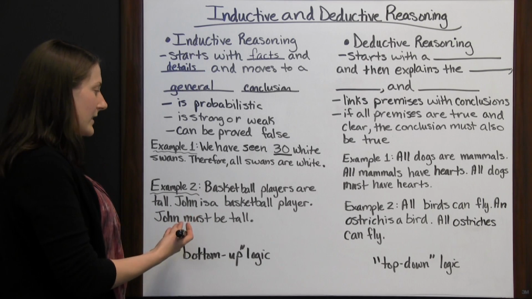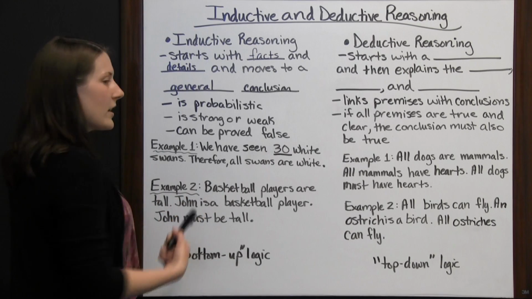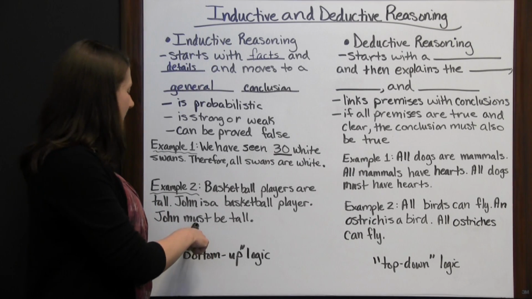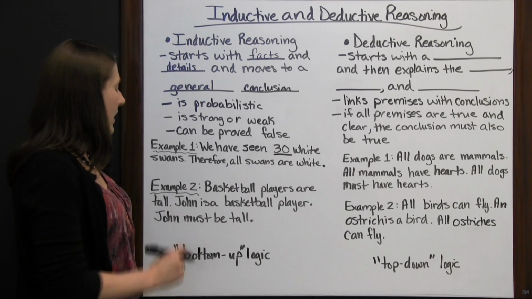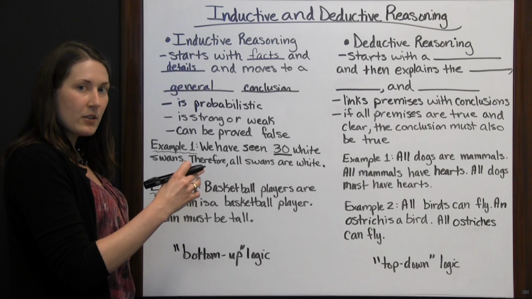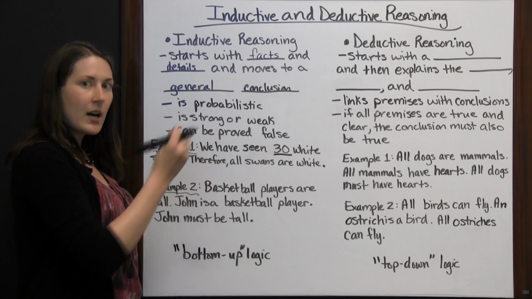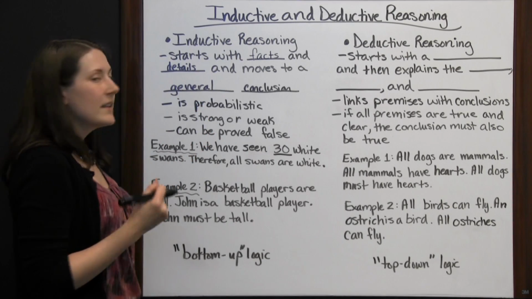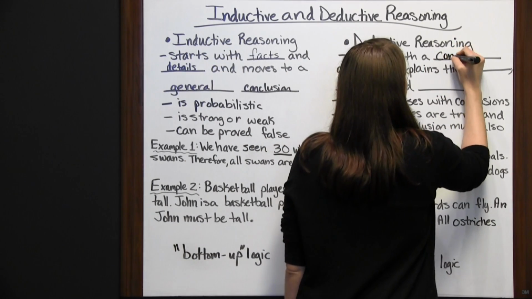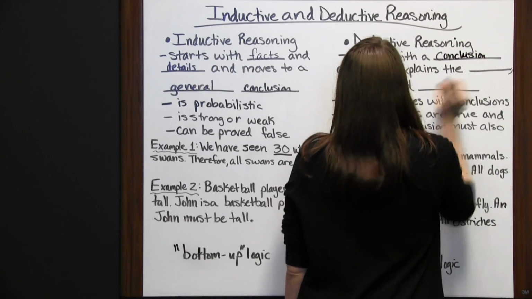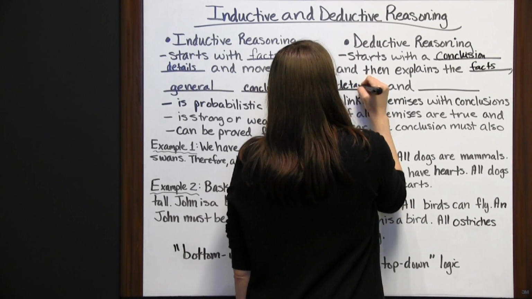We just use inductive reasoning, knowing that basketball players are generally tall, and knowing that John is a basketball player, to figure out that John is probably tall. This is called bottom-up logic. We start at the bottom with our examples and we build on those facts, details, examples to come to a conclusion. So bottom up to the top to build our conclusion. Next, let's talk about deductive reasoning. Deductive reasoning starts with a conclusion and then explains the facts, details, and examples that support it.